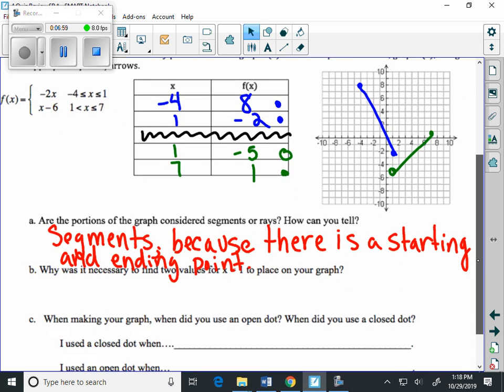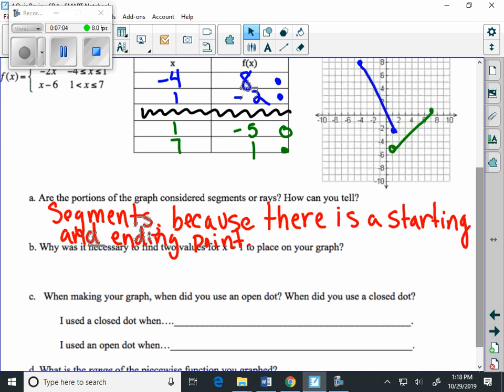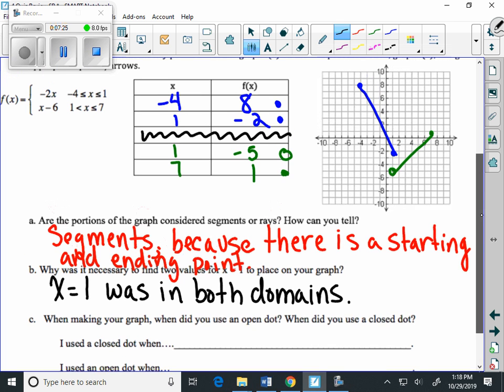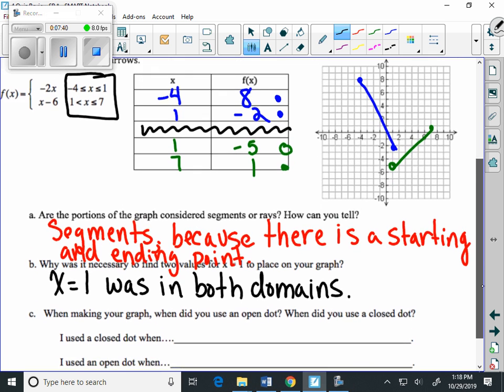We've got a couple of questions to answer here. It says, why was it necessary to find two values for x equals 1 to place on your graph? Well, x equals 1 was in both domains. And I want to go back up and show you what I was talking about. These are the domains right here. It says x is less than or equal to 1 in that top piece. It says 1 is less than x in the bottom piece. It's in both, so we need it as part of our graph for both.